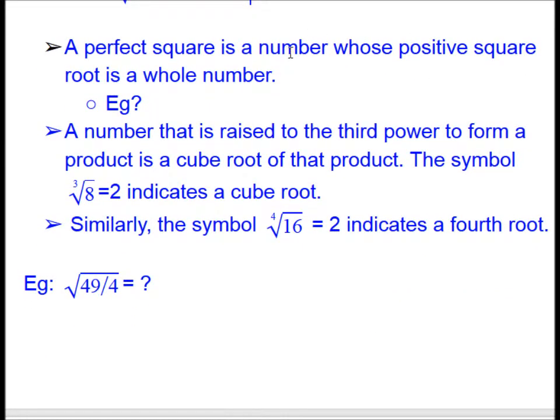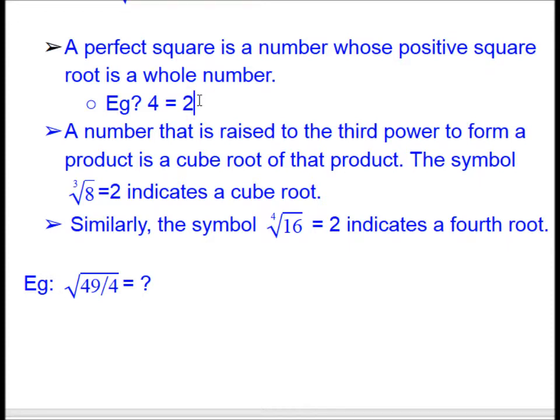What is a perfect square? A perfect square is a number whose positive square root is a whole number. So let's see an example. What can be an example? 4 is a perfect square because its root is a whole number, which is 2.